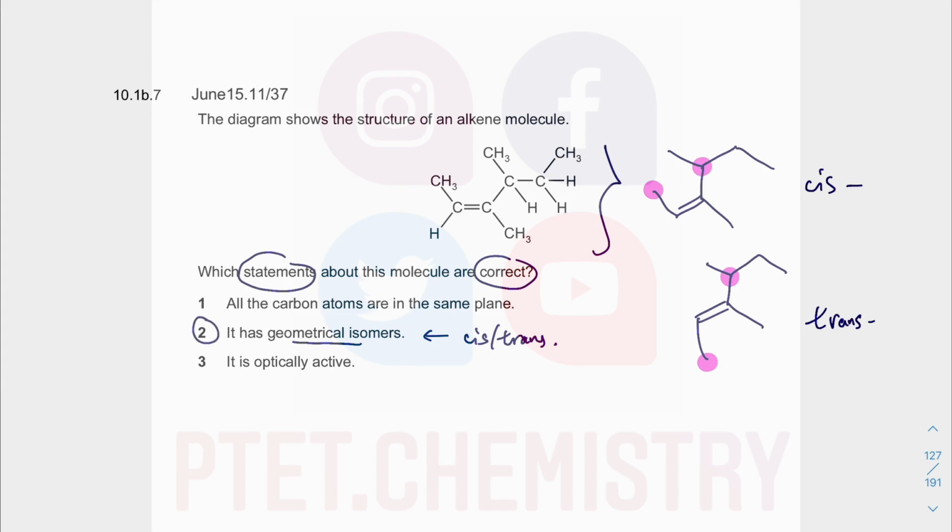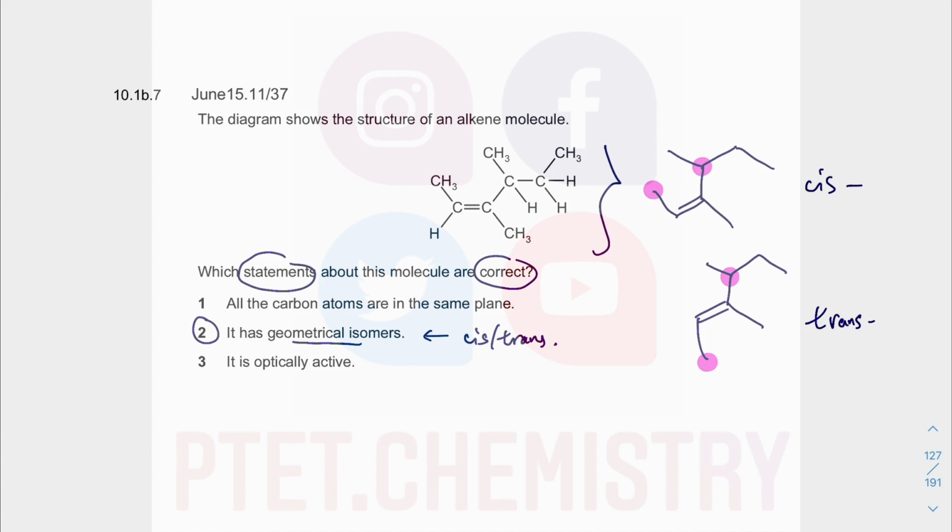Regardless whether you get them wrong or not, you can tell they are not the same because you cannot rotate freely about a double bond. Okay, check for number 1. All the carbon atoms, they are not saying the hydrogen, they're saying carbon atoms. All right, so we know this is sp3, sp3, sp3, sp3, sp3 hybrid. Only this is our sp2.